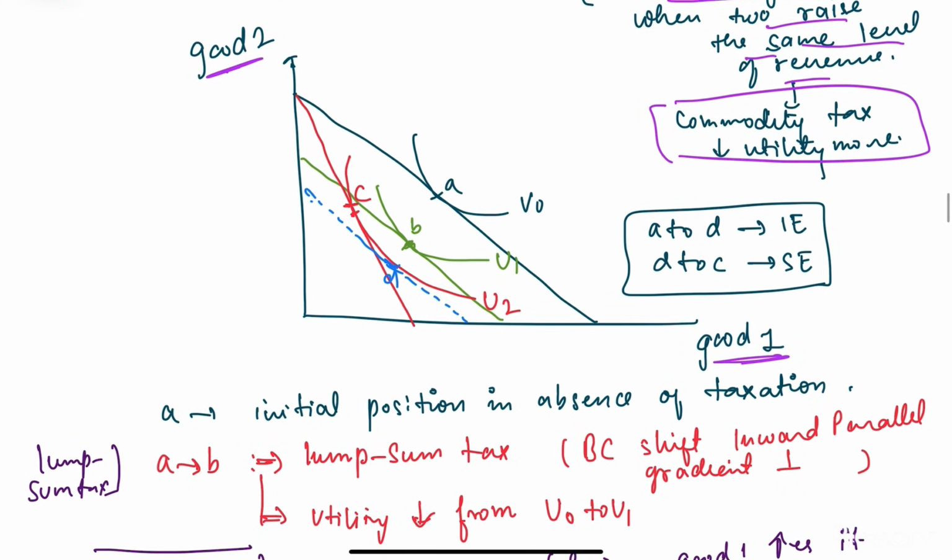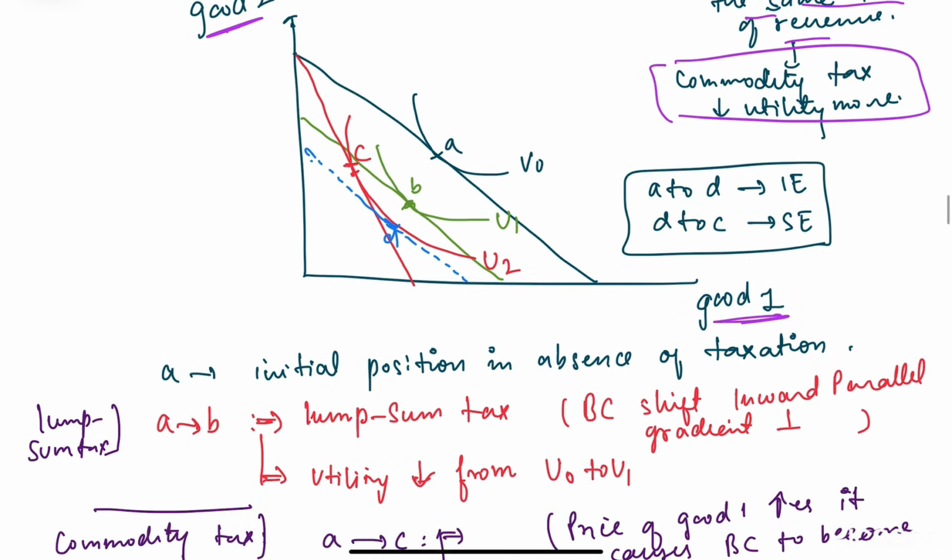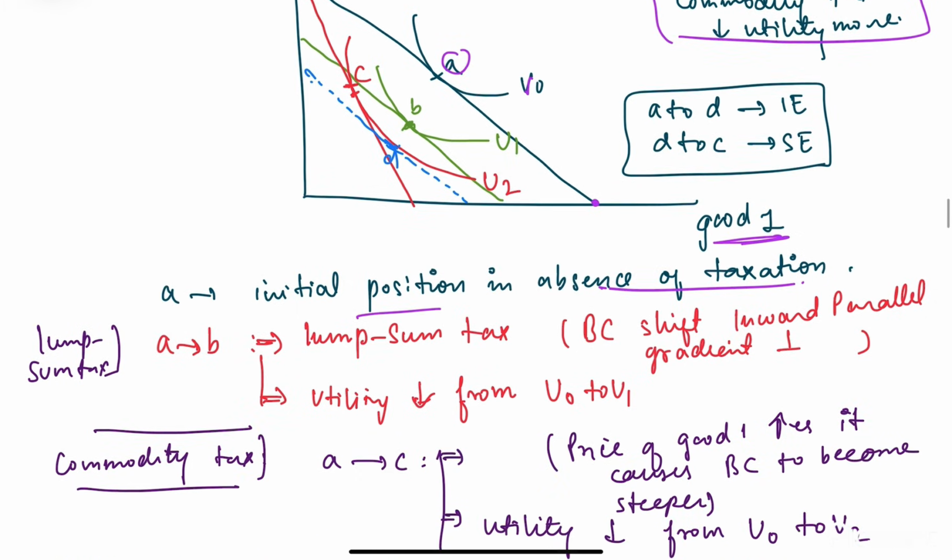This is the thing. So now we will see what will happen. So we are saying कि ये हमारी initial budget constraint थी, right? And this is the utility U naught. तो जो initial position थी in the absence of taxation is A here.